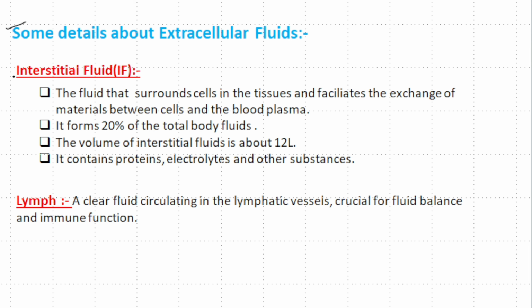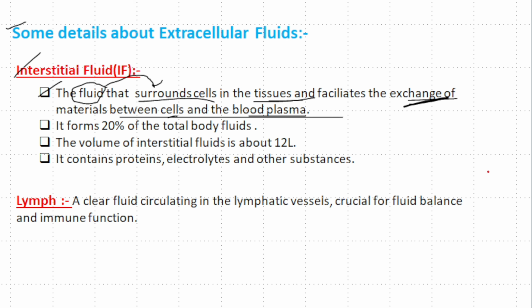First, interstitial fluid. The fluid that surrounds the cells in the tissue and facilitates the exchange of materials between the cells and blood plasma. So it is a type of fluid that is present in the surroundings of the cells in the tissue and helps exchange materials between cells and blood plasma.